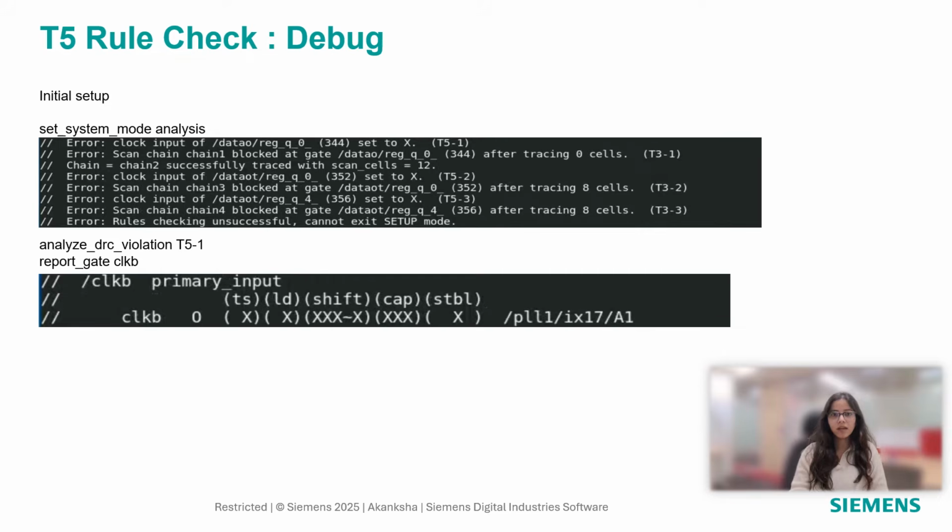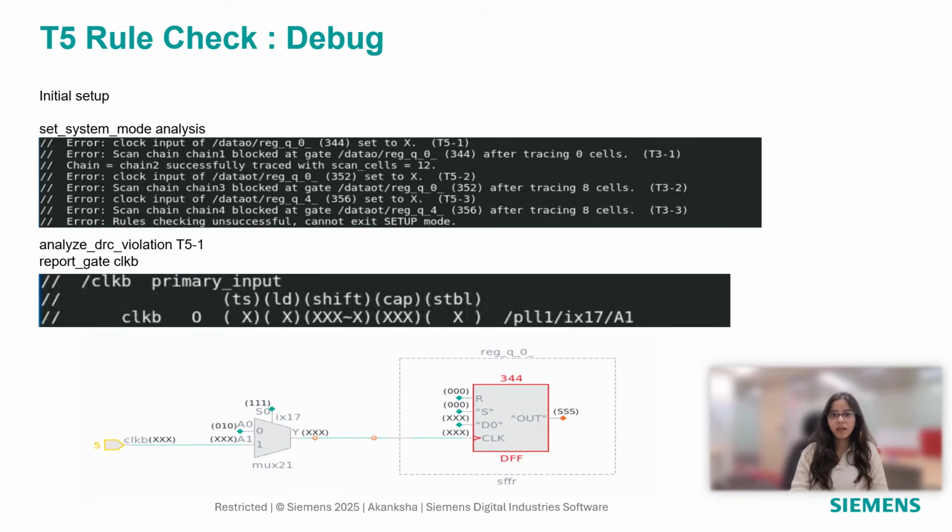The second step here is analyzing this violation. Now the visualizer window is automatically opened, filtering the view to show only T5 specific violations. We are doing this through the analyze DRC violation T5 command. There are two methods to analyze this. First is the use of a report gate command for clock B to confirm details. The output appears in the command prompt, including that clock B is not defined at this step.